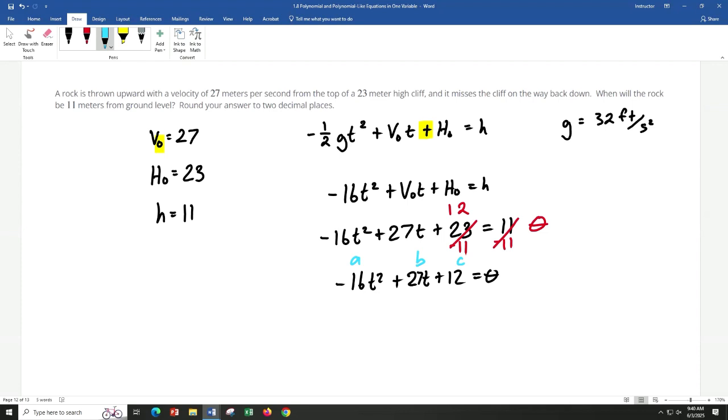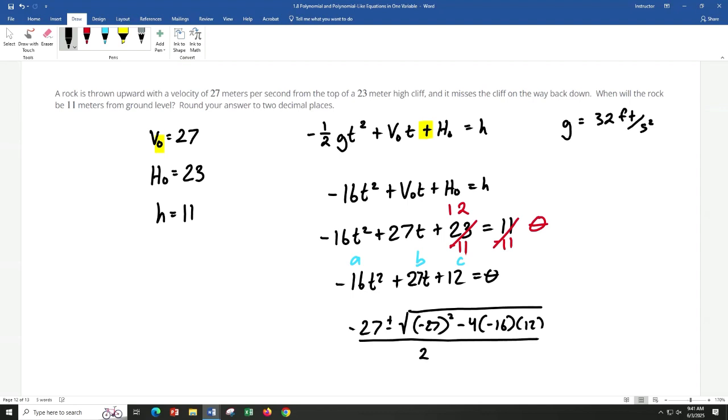Notice whenever you put this into the formula, it looks like this. It's going to be negative 27 plus or minus the square root of... Remember, when you're placing a negative inside your calculator, you need to wrap it in parentheses, or else your calculator will give you a positive number or a negative number, and you don't need that. Minus 4, my A is negative 16, and then I have a 12, times 2, negative 16 is going to equal a negative 32.